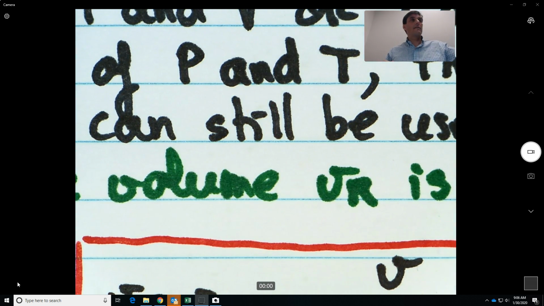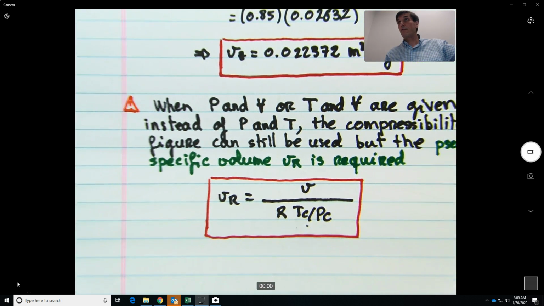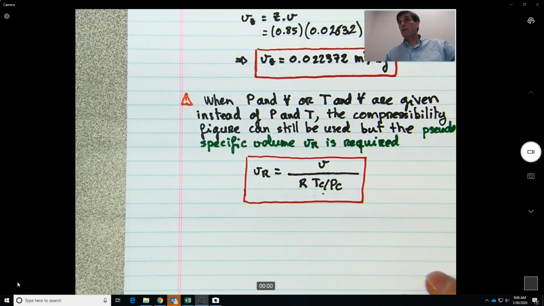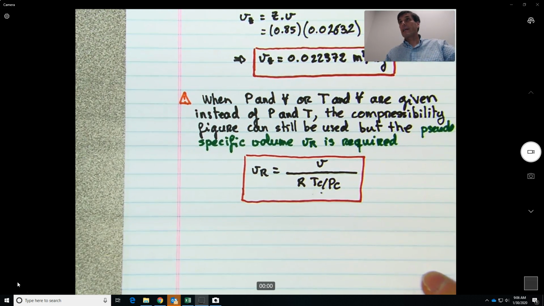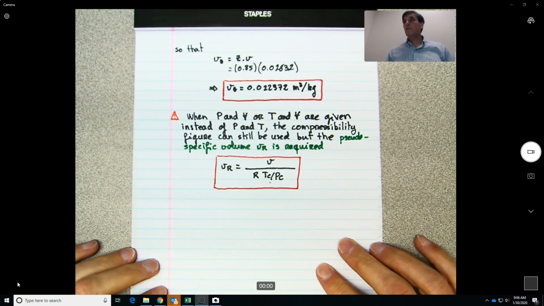Again, this is important if you are working in industry, but in academics, the compressibility factor is really not used that often.